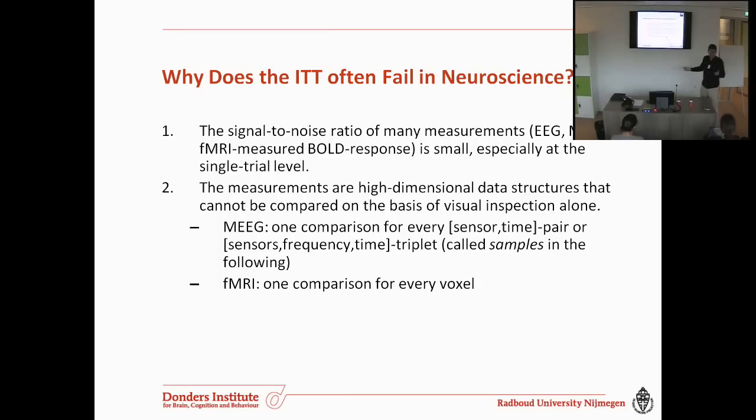So that becomes huge. In EEG and MEG, if you compare two experimental conditions with spatiotemporal data, you have one comparison for every sensor-time pair, and if you have a frequency axis squeezed in between, you have triplets. And you have tens or sometimes 100,000 of these triplets. The same problem holds for fMRI, of course, but there only the spatial dimension creates the high dimensionality, but there also you have many more voxels than you have channels.